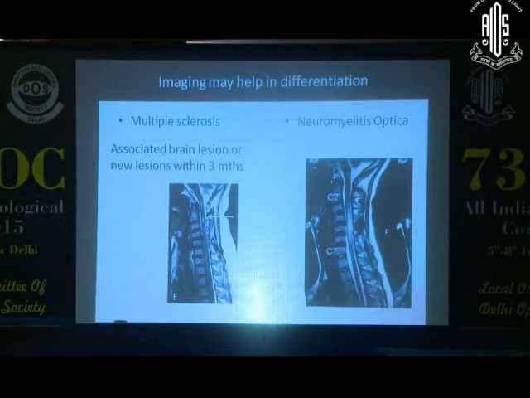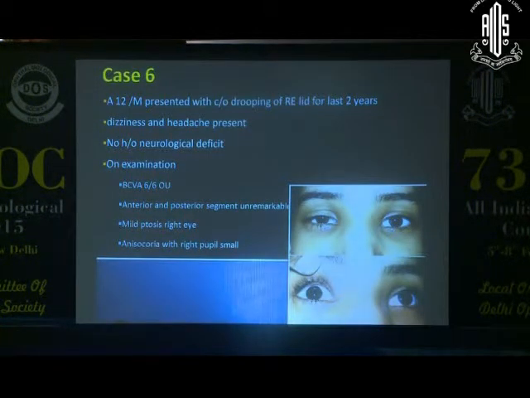Moving on to our next case. He was a 12-year-old male who presented with a complaint of drooping of the right eyelid for 2 years. There was a history of dizziness and headache. There was no other neurological deficit. On examination, as you can see, his vision was okay, but he had mild ptosis in the right eye with a smaller pupil in the right eye. So again, it has already been discussed that this could probably point towards Horner syndrome.